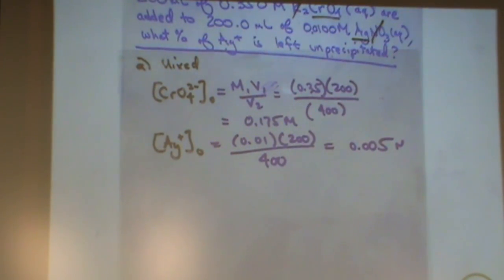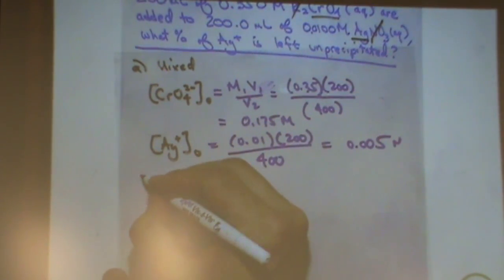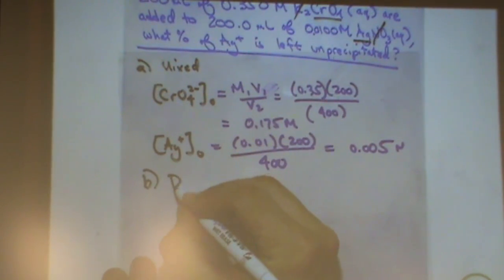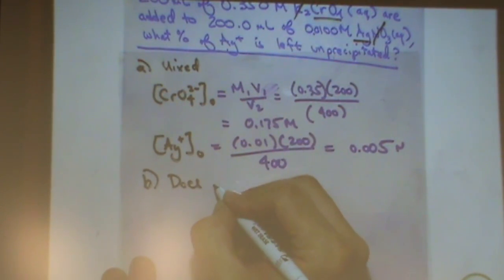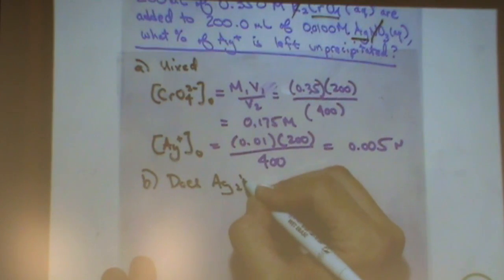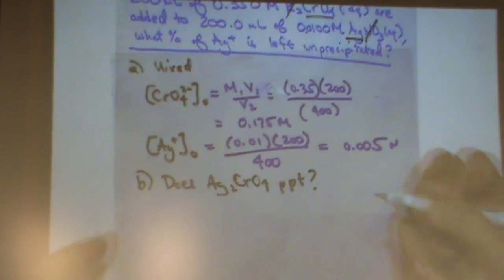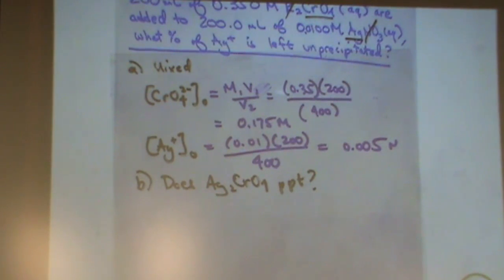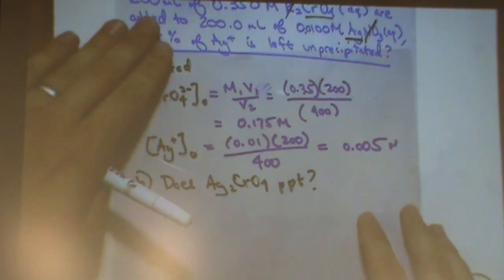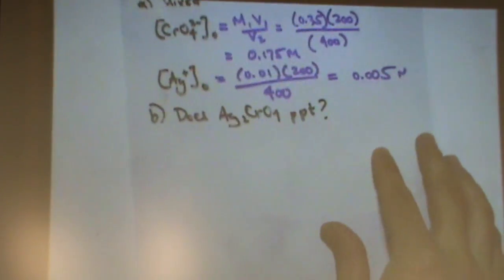Part B, if I was going to separate this out into parts, would ask you, does Ag2CrO4 precipitate? What technique will I use to solve this? Ice table, yes or no? No. What will it be? Q. Will it precipitate? There's one compound. I have the initial concentrations. I'm going to stick it in Q. So let's try that.